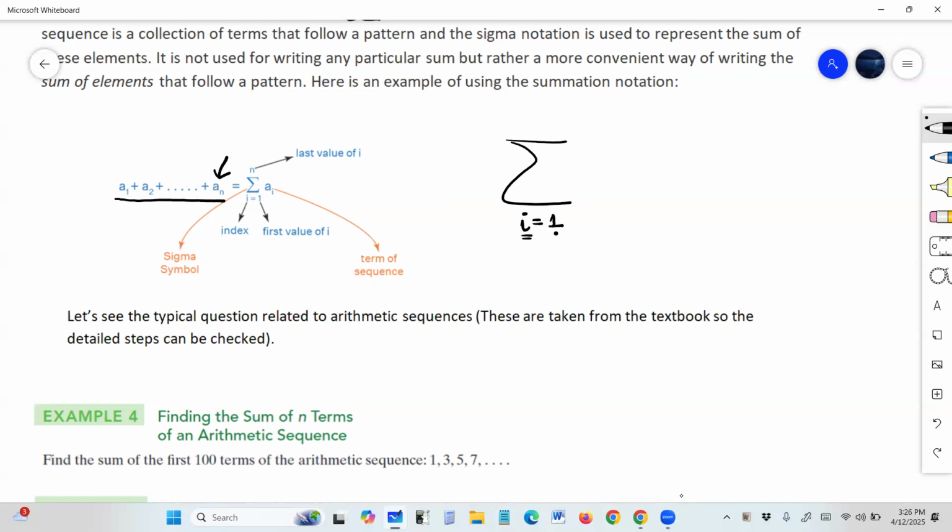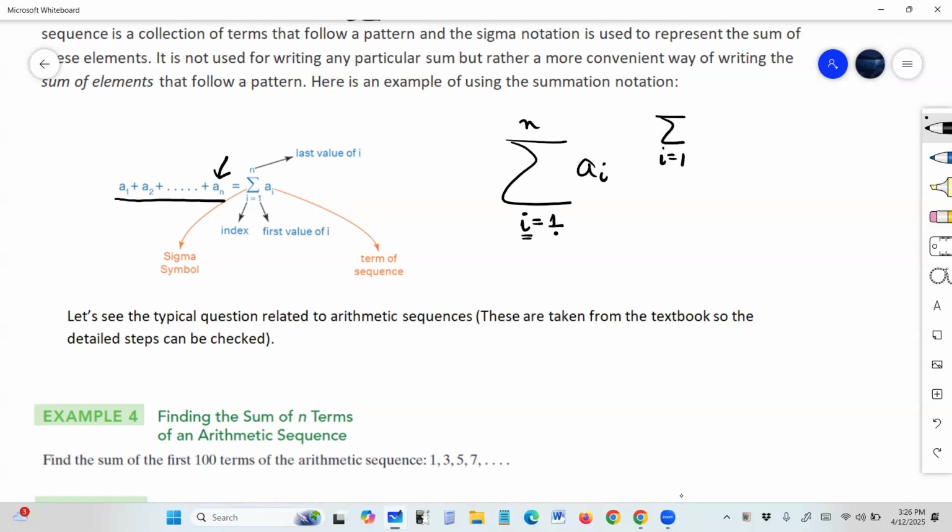This is a starting point. We don't have to start at 1. And this is the ending point. And this is the term of the sequence that I'm going to be adding. Okay, so here's a couple of different examples.